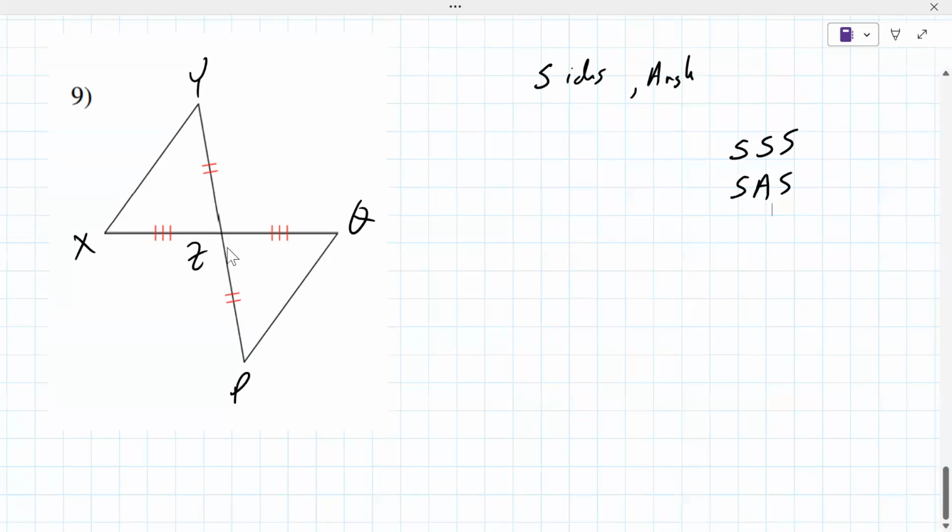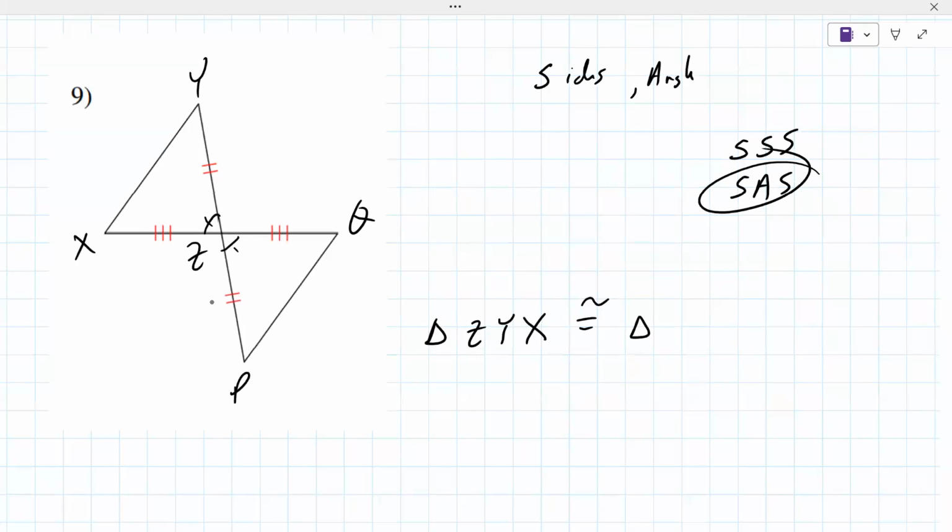Now, what about this angle and this angle? Are they congruent? Well, we don't know for sure, but I think they're vertical angles. So you have side, angle, side. Okay, so now triangle ZYX is congruent to triangle what on the other side? It would be congruent to ZPQ. Boom, you got it.